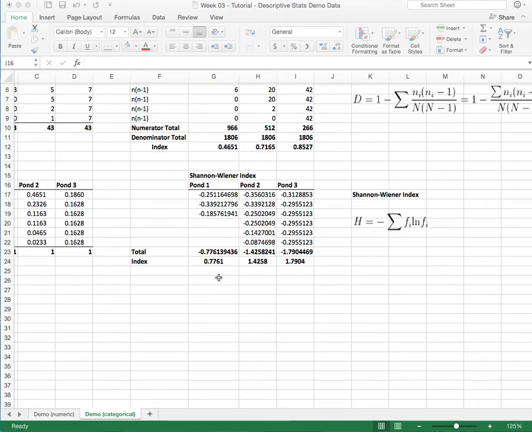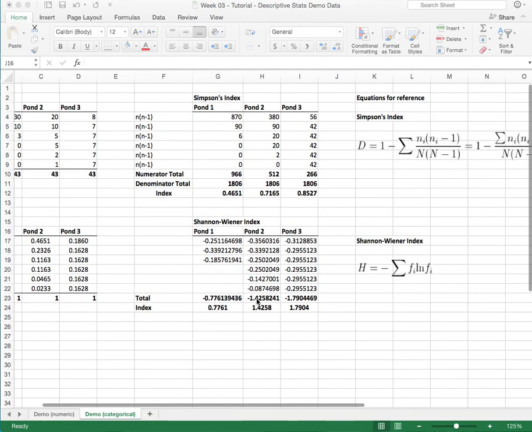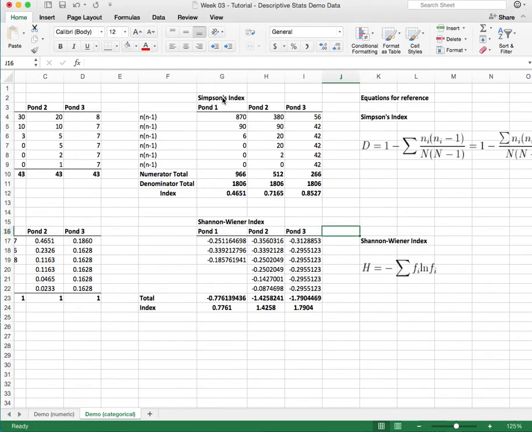Okay. There's no upper limit to this index. It doesn't have a set range like Simpson's index does. Remember, Simpson's index is going to range from 0 to 1. Shannon-Wiener index, there's no upper limit, but in these kinds of studies where you're looking at numbers of species and species diversity, typically about 5 is the highest that you'll probably ever see in these types of things.